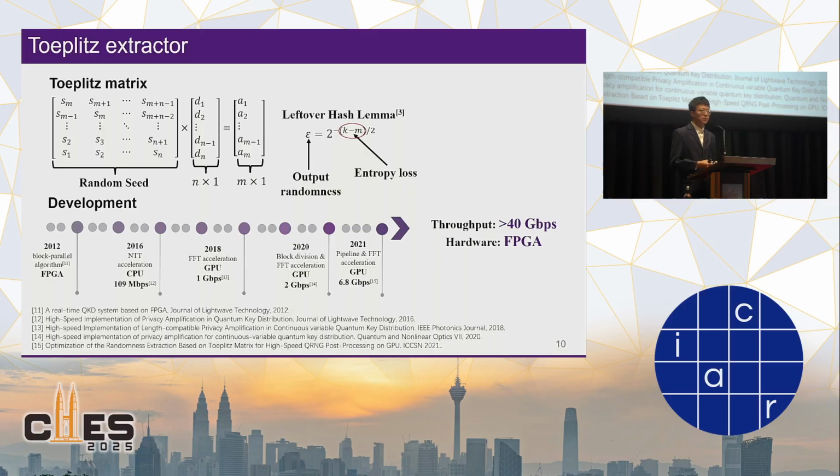As for the development of the Toeplitz matrix, you can see that the previous works have pushed the throughput from 100 megabits per second to nearly 7 gigabits per second, but it is still far away from our demand. And also, due to the relatively higher power consumption of GPU, we need an efficient solution on FPGA.